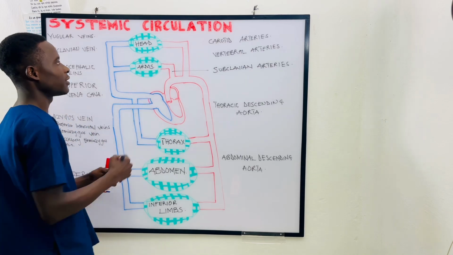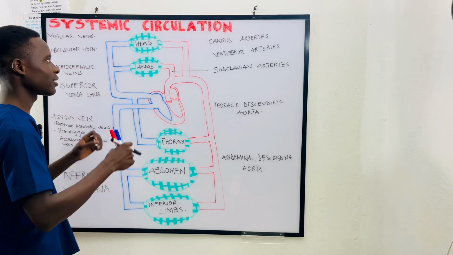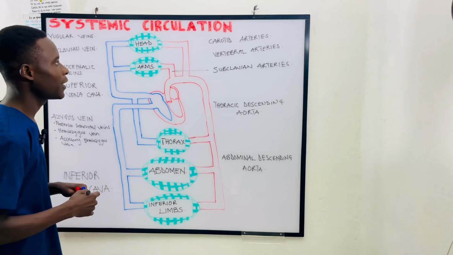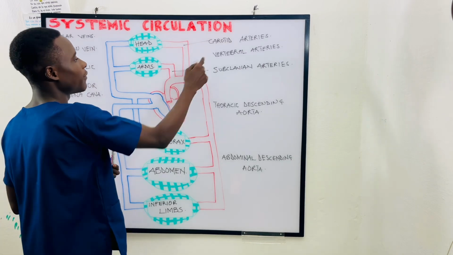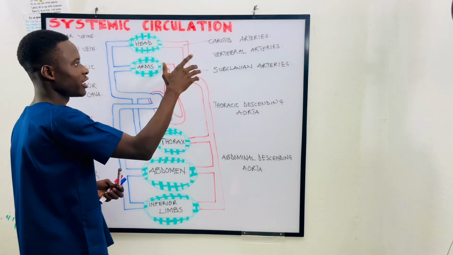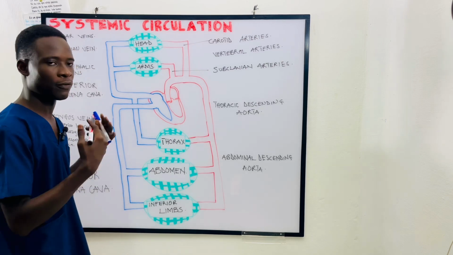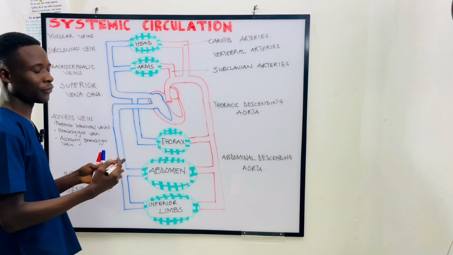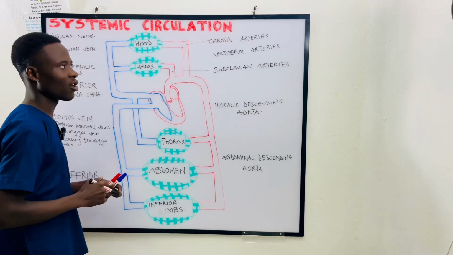Now, we have the head. Which arteries transport the oxygenated blood to the head so that the brain can get oxygen and the food nutrients? We have the carotid arteries, and then we have the vertebral arteries. So the vertebral arteries together with the carotid arteries will come together and supply the head with oxygen and food nutrients. Now, the vertebral artery is a branch of the subclavian artery. So you have to remember that it's not directly from the carotid artery.